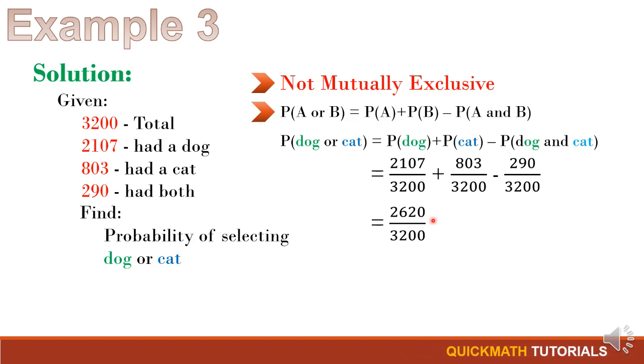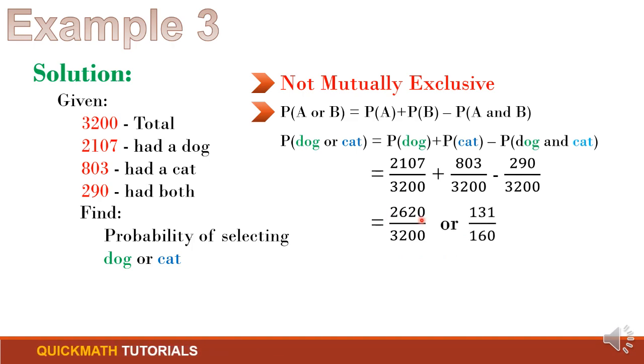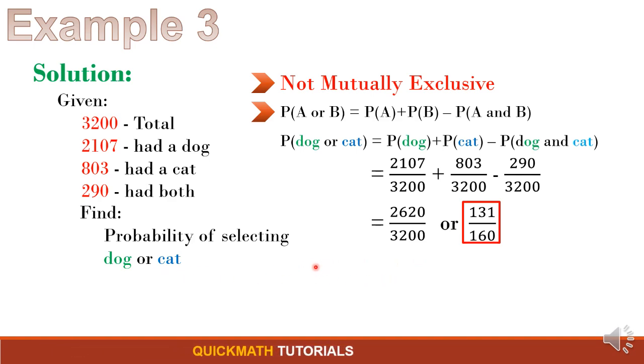2,620. We get this one from 2,107 plus 803 minus 290. Or in lowest term, we divide both sides by 20. So 2,620 divided by 20, we have 131. And 3,200 divided by 20, we have 160. Therefore, the probability of selecting a dog or a cat is 131 over 160.